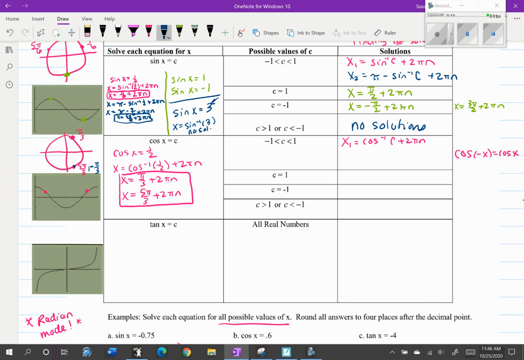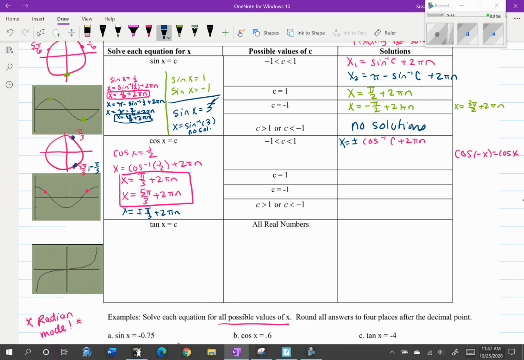So instead of saying 5 pi over 3, I could have said x equals plus or minus pi over 3 plus 2 pi n. Those would give me the same solutions. So to write the solutions for cosine, it's easier. You don't have to do pi minus the answer. You can just do x equals plus or minus the cosine inverse of c plus 2 pi n, and those will give you all of your solutions. Think about it this way: for cosine, you have the one that's up here and the one in quadrant 4 with the negative, the positive and the negative, because it's a reflection across the x-axis.